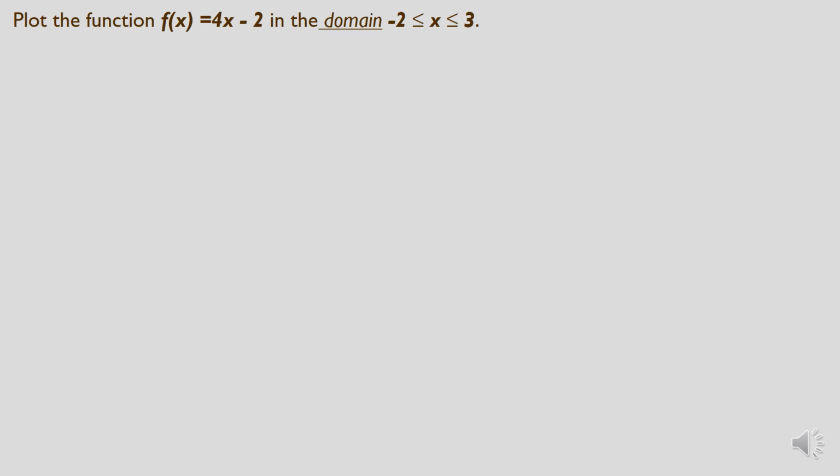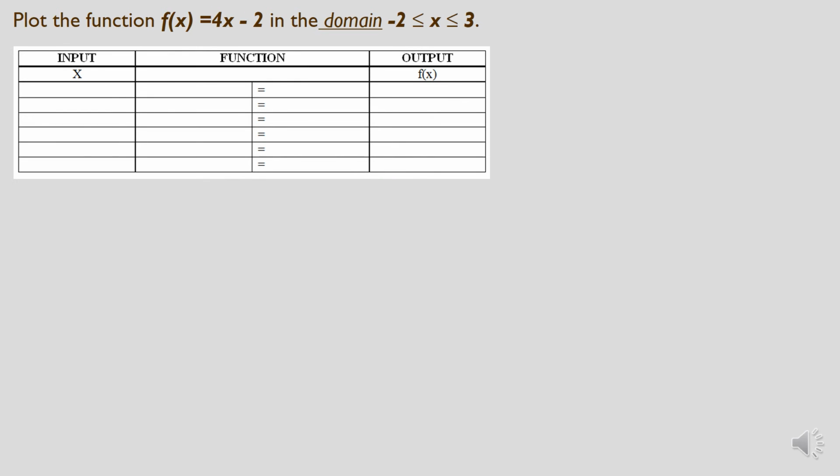Okay, so this time the function, they call it f of x this time, is 4x minus 2, and we're given our domain. So again, you can take your time going through the table, or you can use your calculators. So from minus 2 up to plus 3, our outputs will be, so 4 times minus 2, we get minus 8 minus 2 is minus 10.